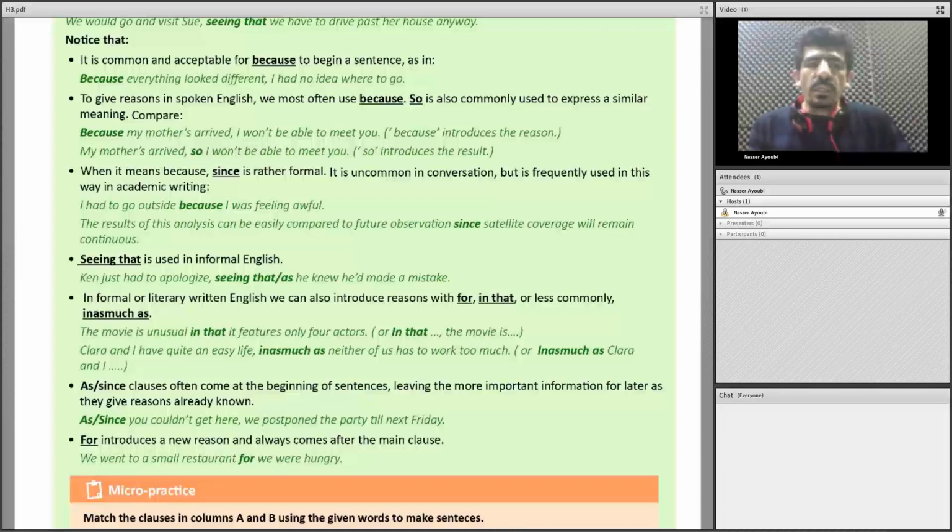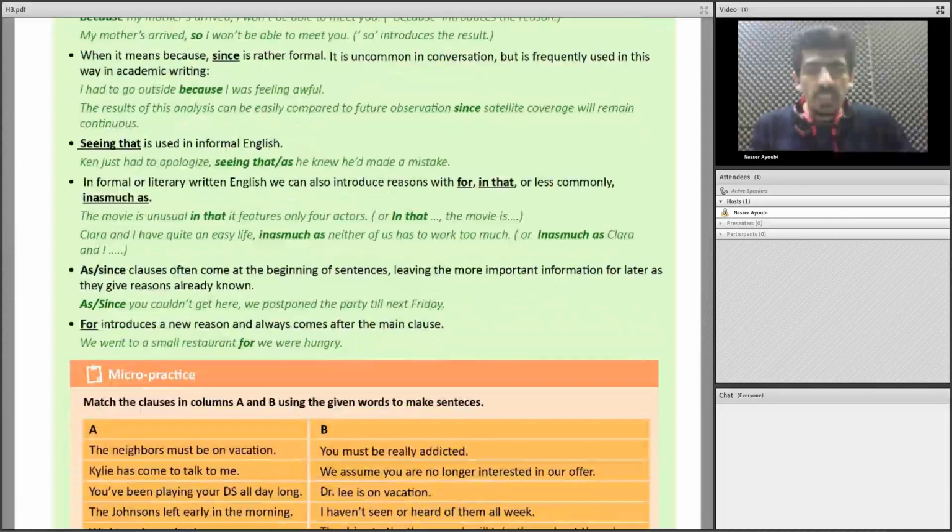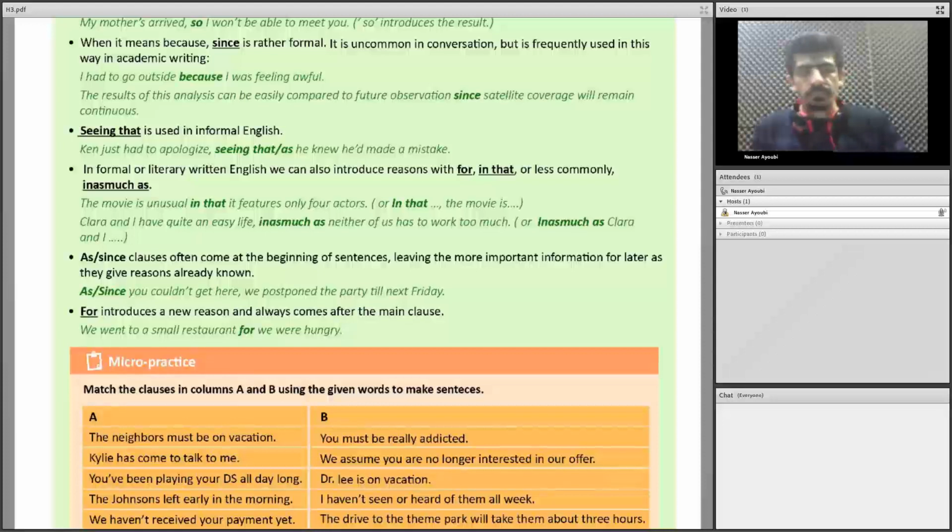Seeing that is used in informal English. Ken just had to apologize, seeing that or seeing as he knew he'd made a mistake. In formal or literary written English, we can also introduce reasons with for, in that, or less commonly, in as much as. Well, for example, the movie is unusual in that it features only four actors, or in that it features only four actors, the movie is unusual.